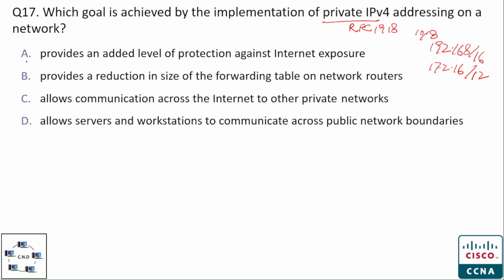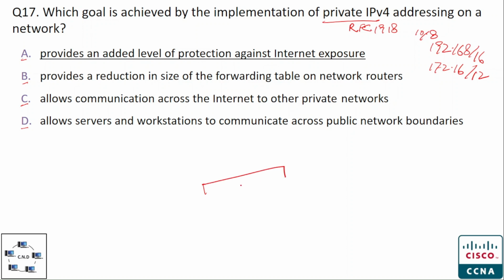And what is the purpose of using these addresses? The options are: option A, provides an added level of protection against internet exposure. Option B, provides a reduction in size of the forwarding table on network routers. Option C, allows communication across the internet to other private networks. And option D, allows servers and workstations to communicate across public network boundaries. The correct option is that they provide an added level of protection against internet exposure.